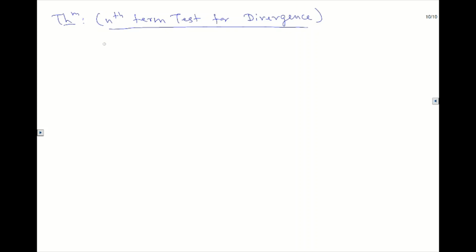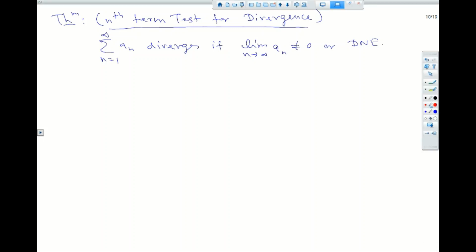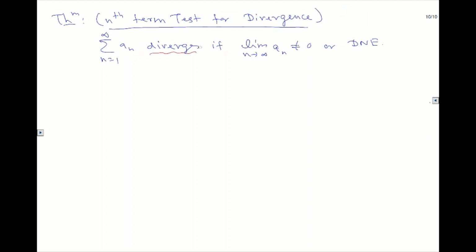So look at the series, the sum of an from n equals 1 to infinity. It diverges if the limit as n goes to infinity of an is not equal to 0 or does not exist. So you simply check the limit. If the limit is not equal to 0 or does not exist, the series diverges. That's what we call the nth term test for divergence.